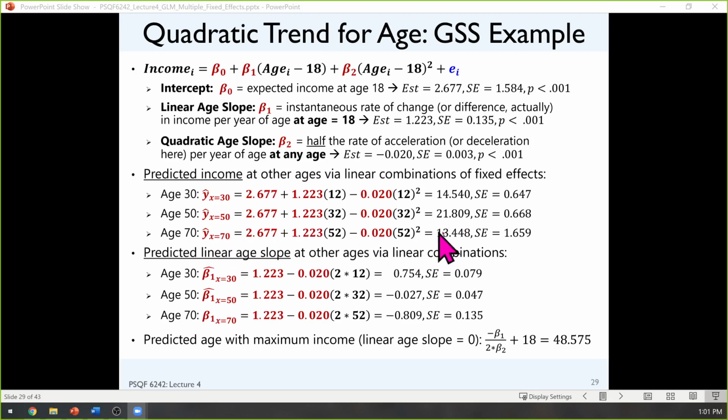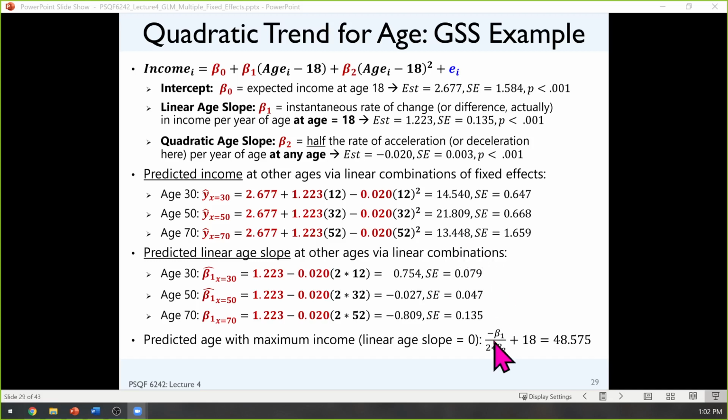But at age 70, it's predicted to be back down to 13. So at some point, the positive slope of age hits 0 and switches directions. If you're an older adult, the older you are, the less money you make. If you're a younger adult, the older you are, the more money you make.